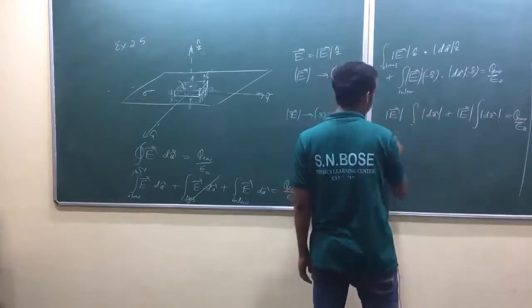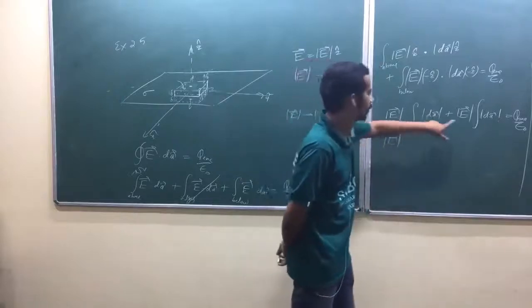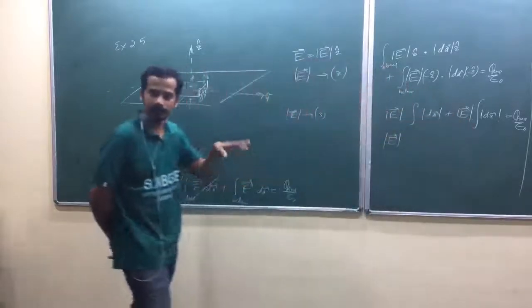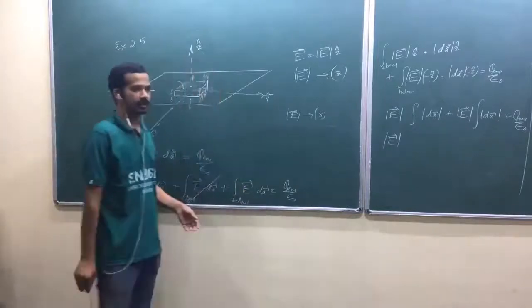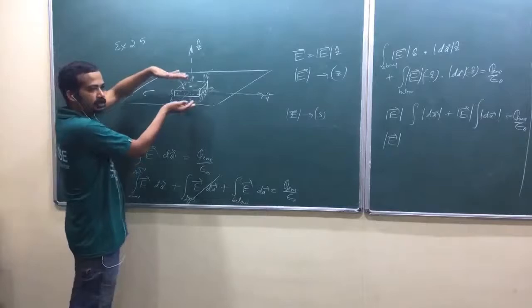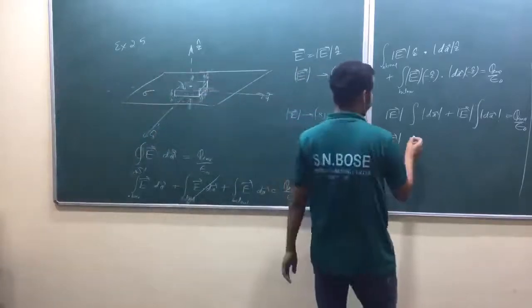So now this is equal to mod of E. Actually, this was above. Am I right? It was electric field above. It was electric field below. But the magnitude is the same. Again, you have to argue in each and every case. Why is it the same? Again, both of these planes are symmetrically situated. So that's why the electric field magnitude should be the same.